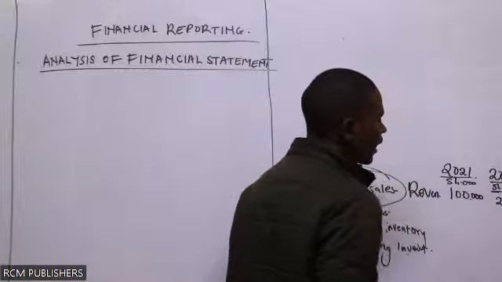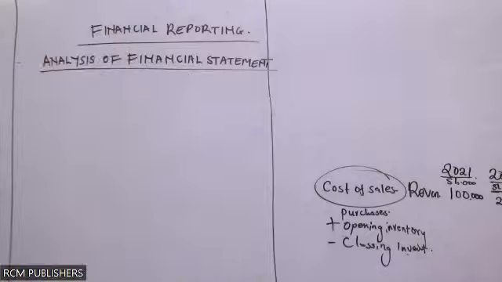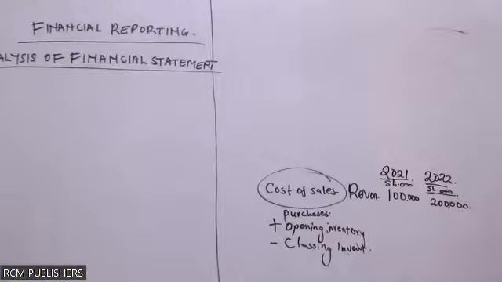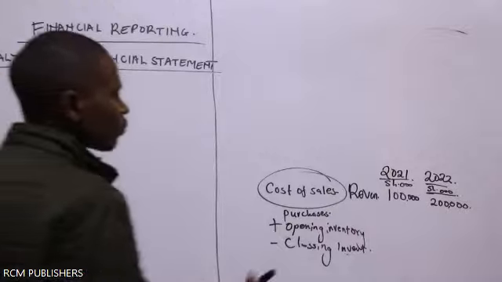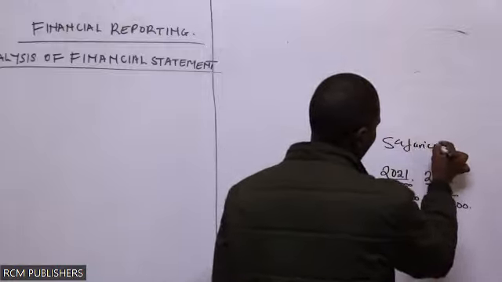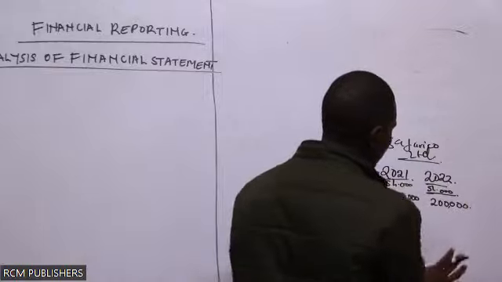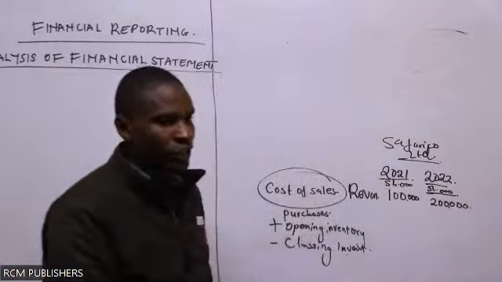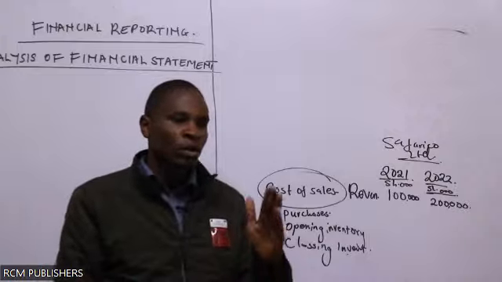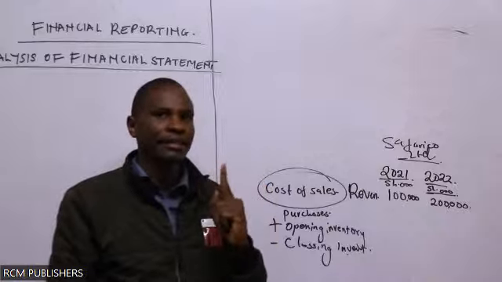200,000. Which year did our company perform well? Among the 2 years, this is one company, maybe Safaricom Limited. This is the financial statement for the 2 years. Which year did our company perform well in regard to revenue? Remember, here we are looking at a specific item first.